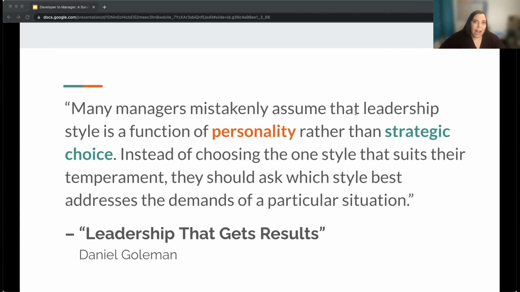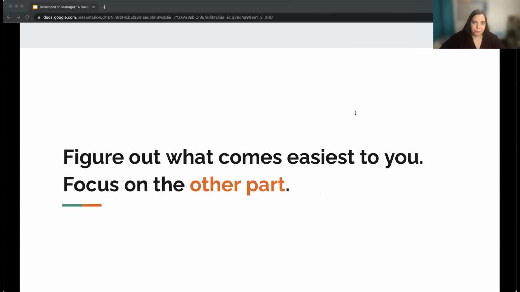So a naturally democratic leader who's seeing the team get really rudderless can lay out a vision and get things back on track. Or a naturally coaching-oriented leader can come up with clear, directive feedback when they're having to put together, say, a performance improvement plan for someone who's just not responding well to coaching. So learning how to use multiple styles is basically a question of figuring out what comes easily to you and then doing the other part. And this is a conscious process of retraining your brain, and it takes a lot of time.